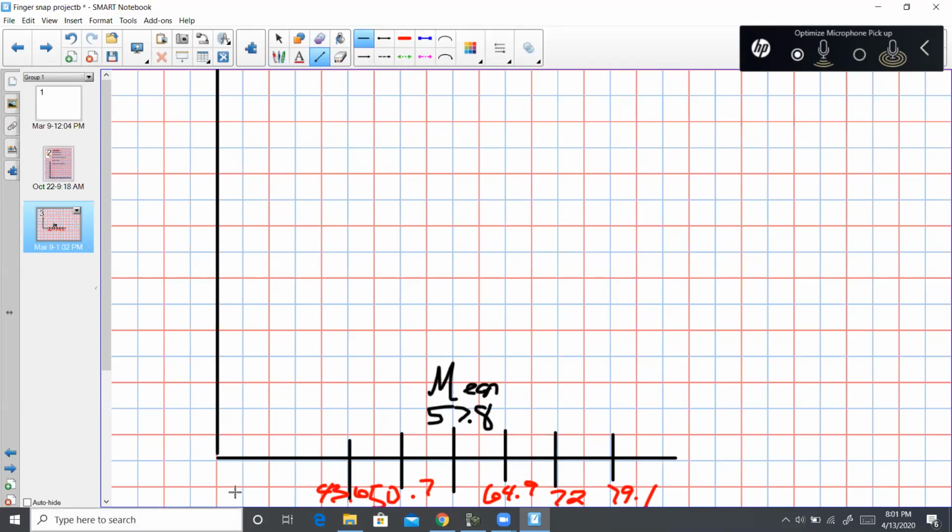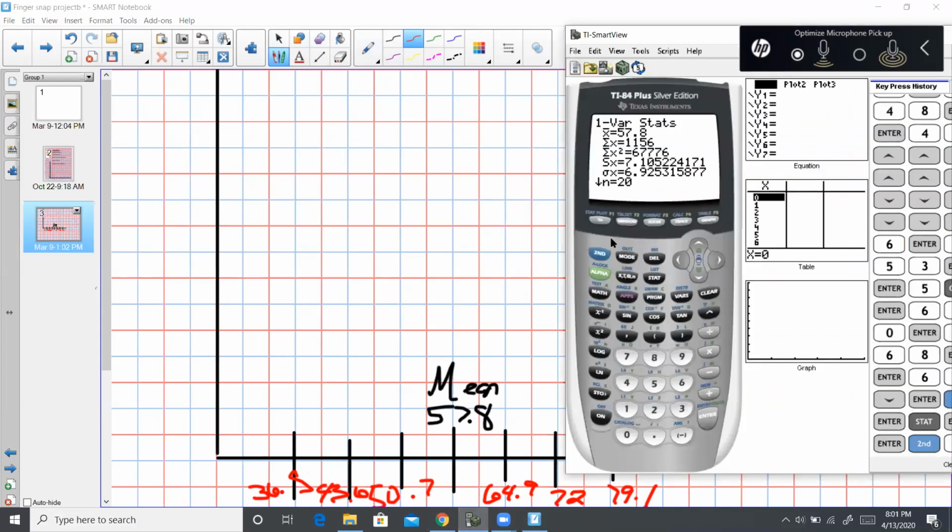And then we're going to take and subtract again. So that is going to be 36.5. Okay, next we're going to go to our calculator and count how many people got finger snaps between 57.8 and 64.9.